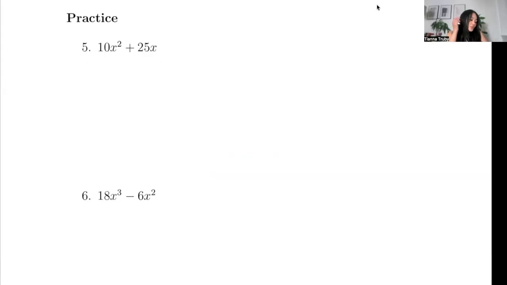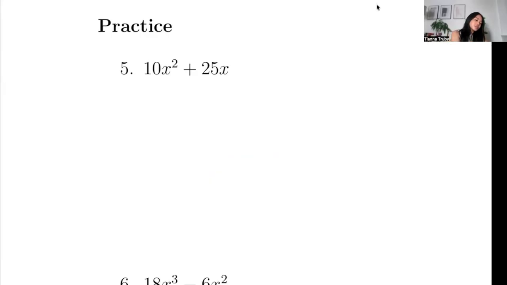Okay, so we're back. We're going to look at our numbers first. So we have the 10 and the 25. They have 5 in common. Looking at our x squared and our x, they have x in common. And then keep the plus between. To make it true, this is going to be 2x plus 5. Is that what we got?